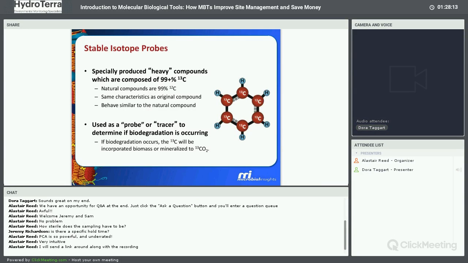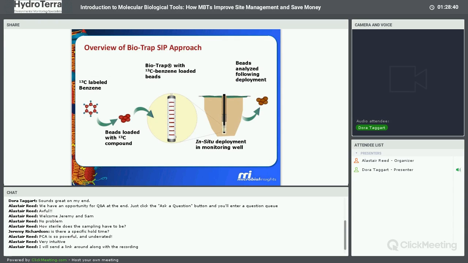So as we just discussed, we know that in nature, 99% of carbon is carbon-12, 1% is carbon-13. But if we flip that ratio and we synthesize a compound such as benzene that I've shown here, where it's 99% carbon-13, it's going to behave the same as our original compound in the environment and the way it biodegrades, but then we can use it as a tracer to help us understand our contaminant fate. So let me walk you through this process.